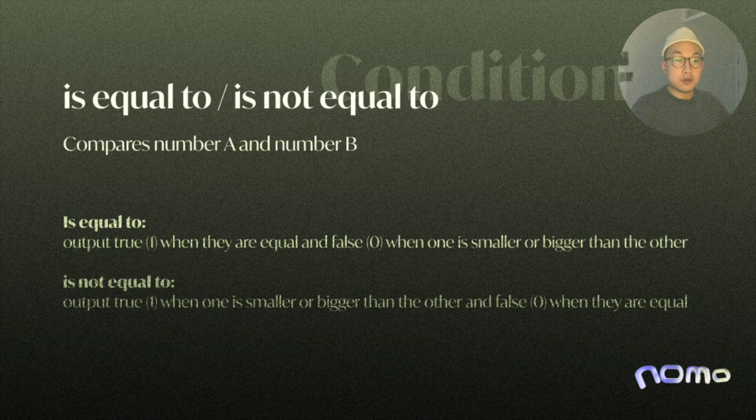Next up, it's equal to. This condition compares two numbers, and if it is equal, it will output true. It will output false otherwise. That means if it is greater or less, it will be false.